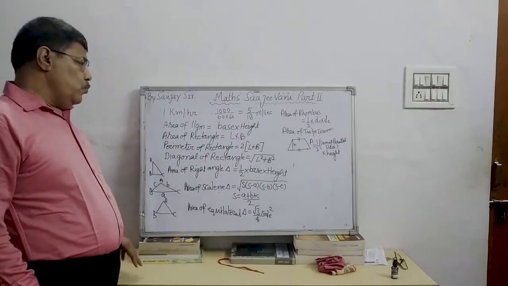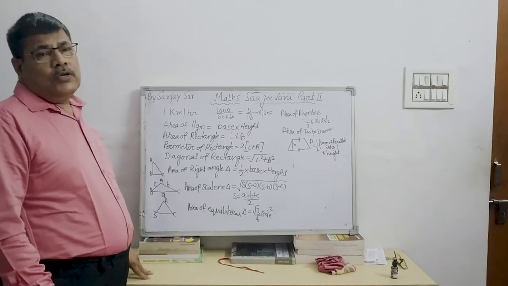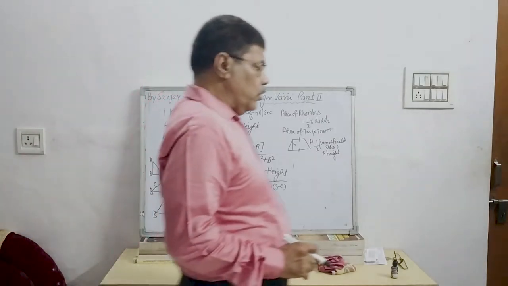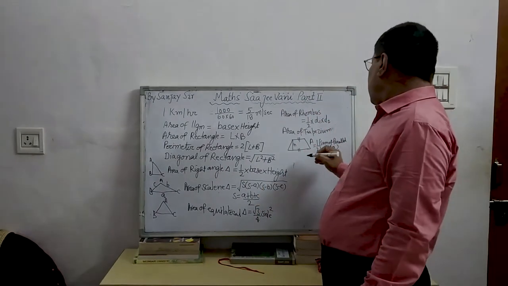Now square. You all know about the square, so I think there is no need of writing it. I will tell you orally. So how will you find out the area of a square?